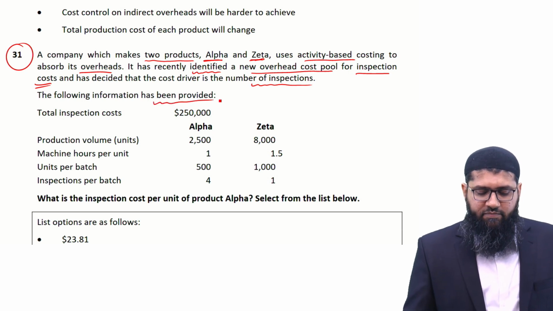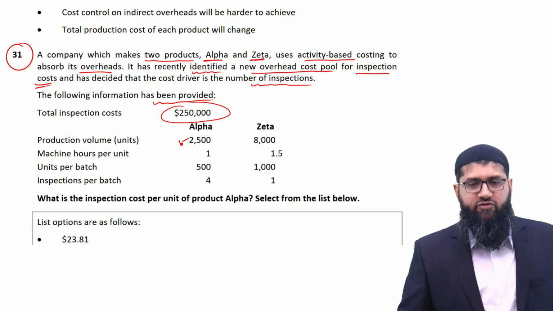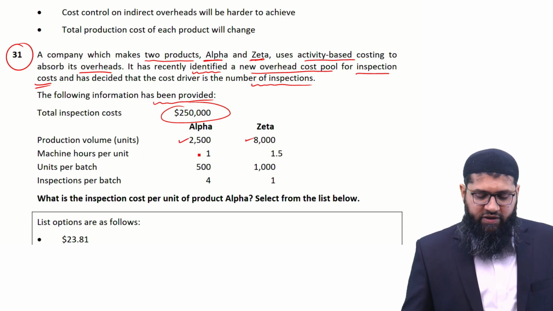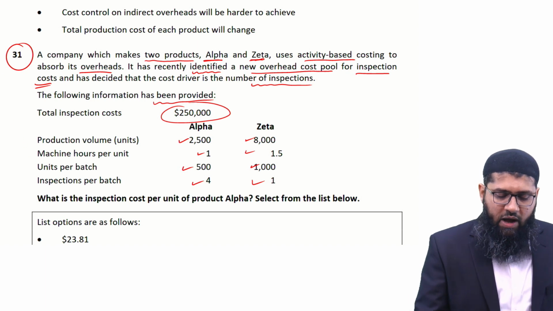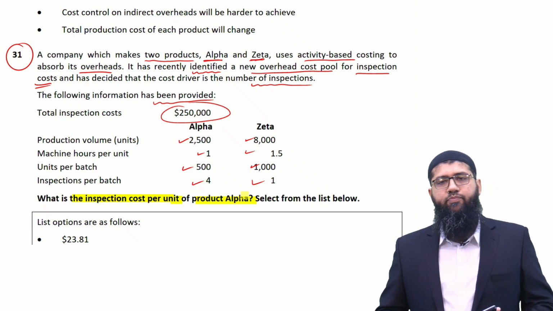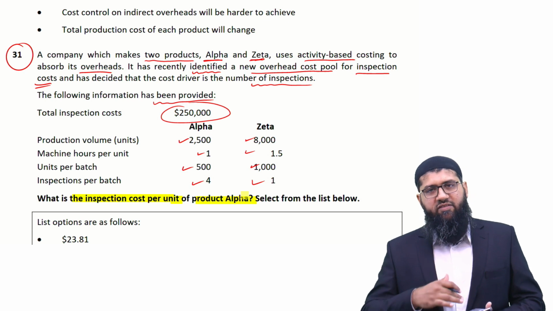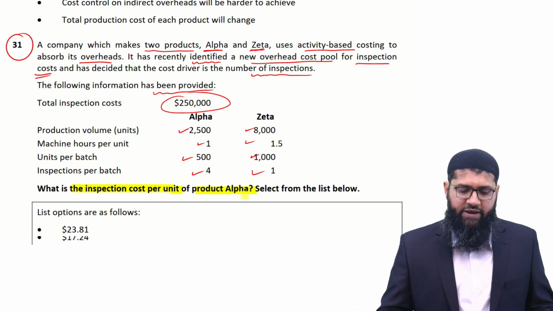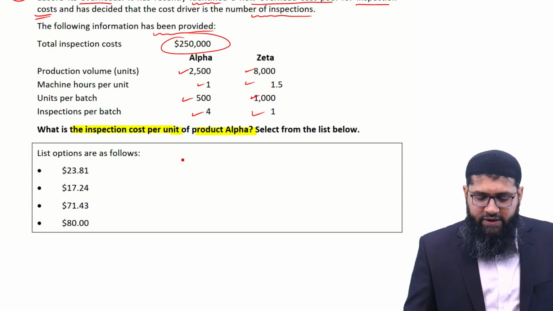The following information has been provided. The total inspection costs are this. The production volume is 2500 for this, 8000 for this. Machine hours is this. Units per batch is this. Inspections per batch is this. Now the examiner's requirement is, what is the inspection cost per unit of product Alpha? It's very simple. Just like with absorption costing, the first thing you need to do is calculate the total number of inspections.